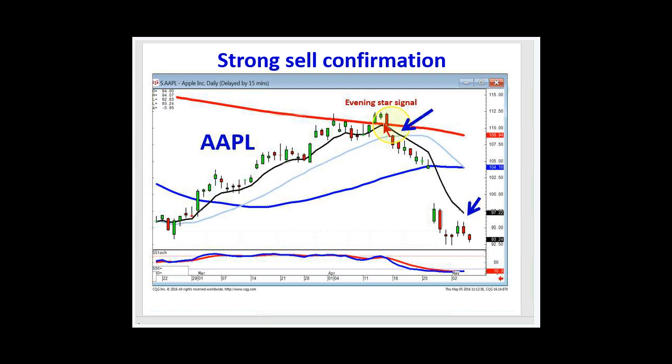Okay, so observe the obvious. An evening star signal right here at the 200-day moving average.